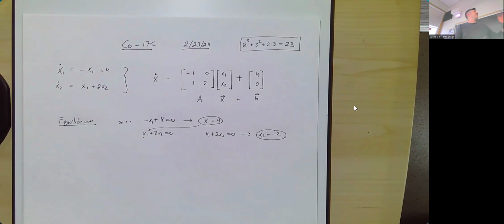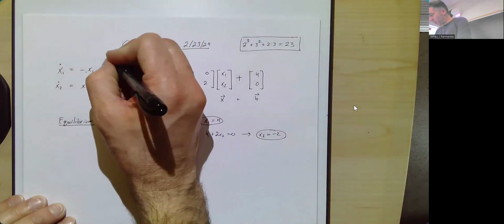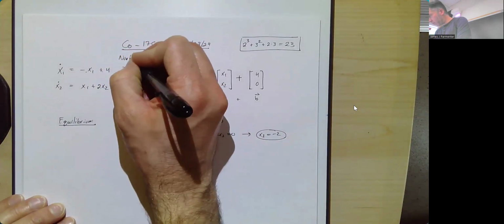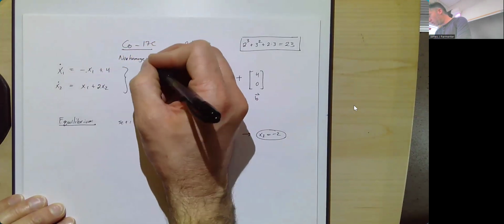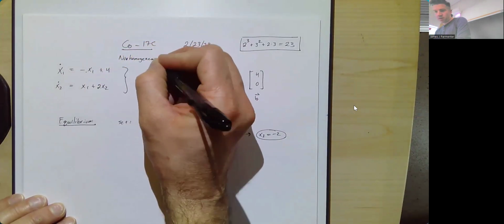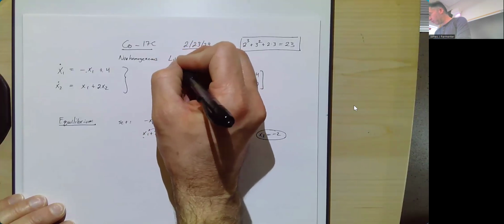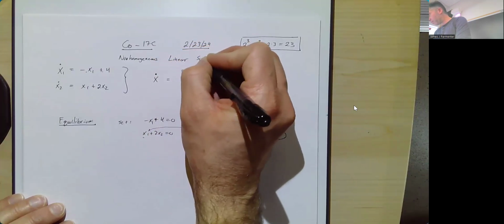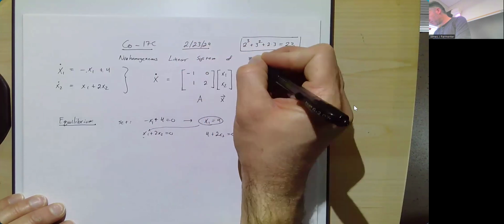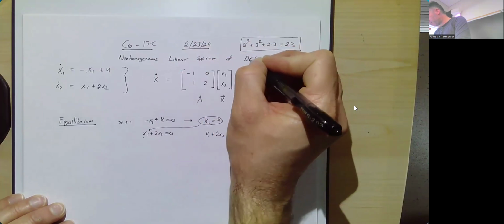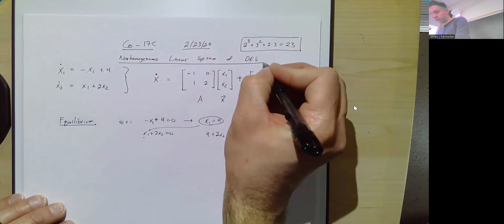Okay. And for those of you walking in, I should have labeled this. This is a non-homogeneous linear system of differential equations. Labeling things is good. Cool.